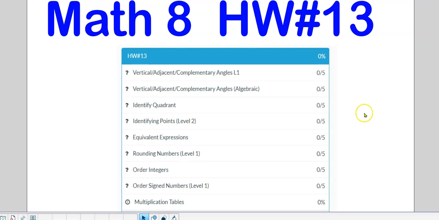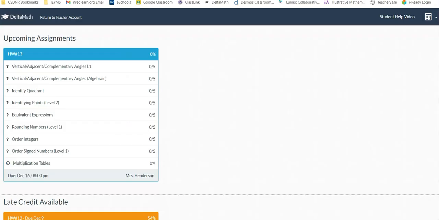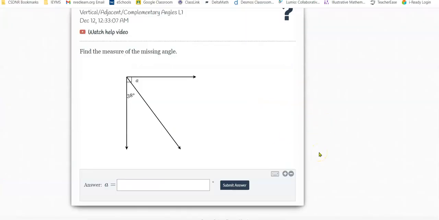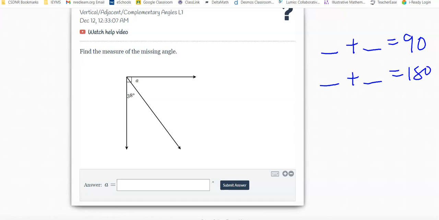Okay, let's take a look at the questions on homework 13. So first is a review of finding missing angle measures. Remember, the only three combinations you can have are two angles that are complementary or add to 90, angles that are supplementary, add to 180, or angles that are equal or congruent to each other.